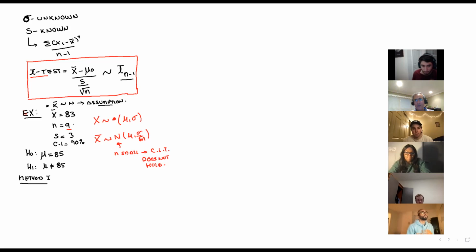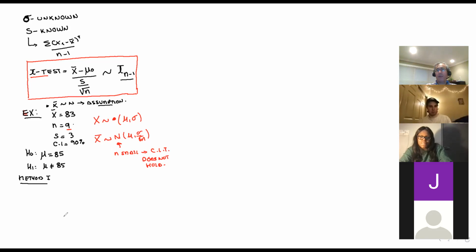Okay, so let's do method one. Remember, the three methods must provide you the same answer. There cannot be one saying reject and another saying fail to reject. It's always going to be the same answer. So my step one is to build my test. As soon as I know that I don't know the population standard deviation, I use the t-test, correct? And this is the general case, guys. We're going to be using the t-test all the time.